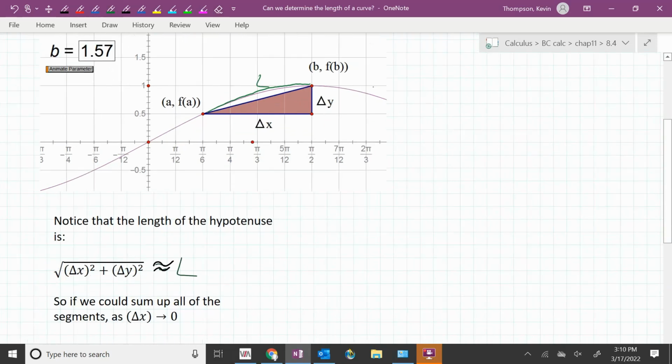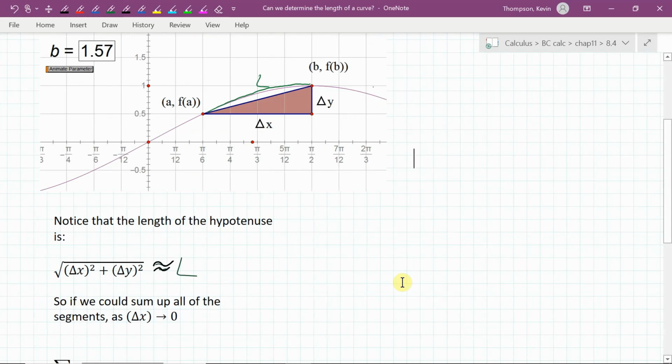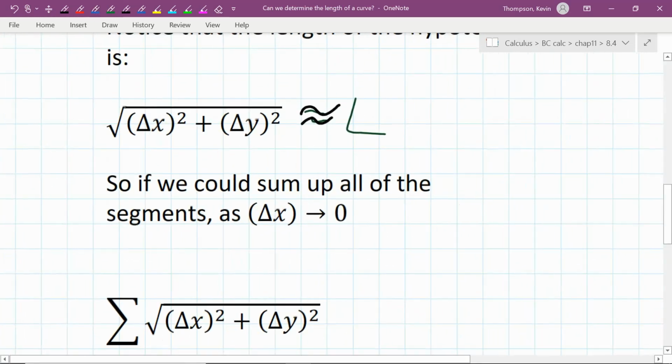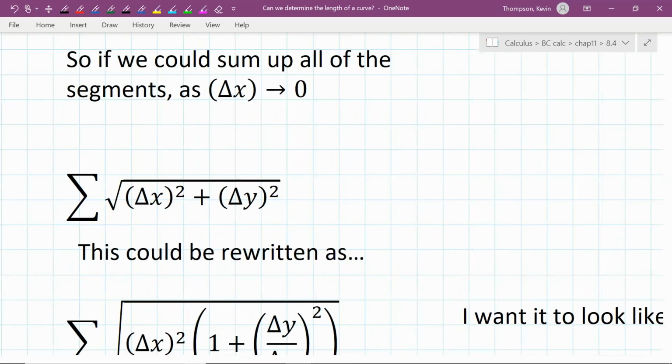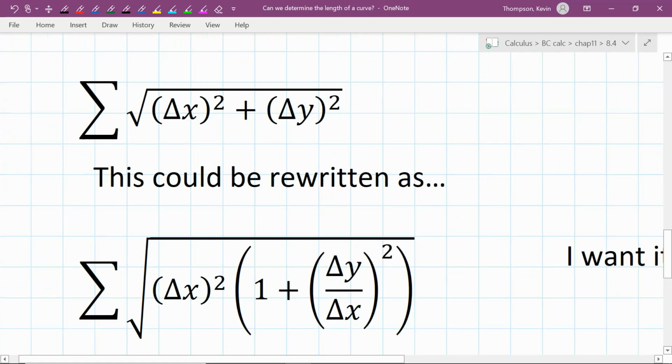And this is exactly what you just said, that if I could sum them up as delta x is approaching 0. So I want to try to write that in symbols. So I'm going to have a sigma of that. Still with me? But I could rewrite it that way.